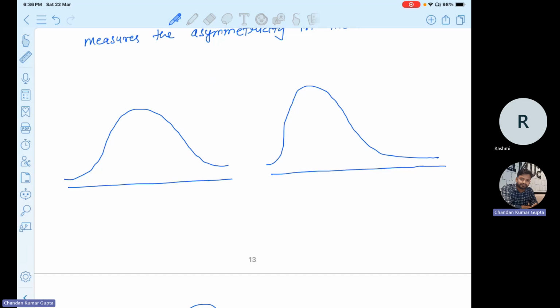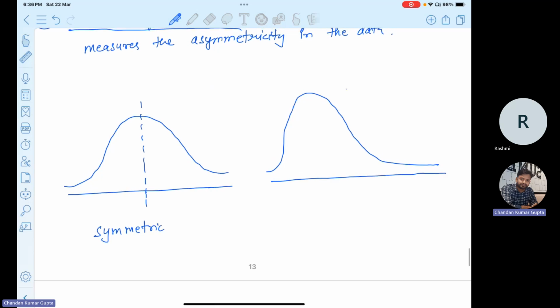Just imagine these plots. In the first plot, the data is symmetrical, so this is a symmetric data plot. In the second plot, we can see that most of the data lies within the first part of the graph, so this is actually positively skewed data.